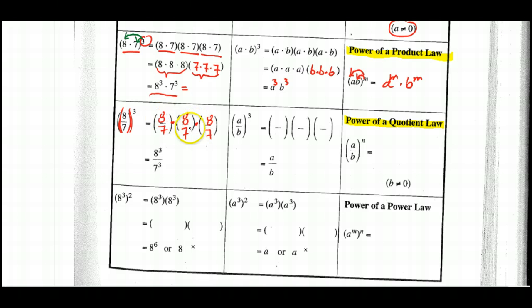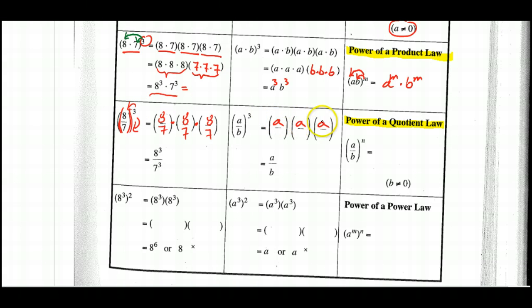And again, look at that. 3 8s and 3 7s. So 8 cubed over 7 cubed. And what happened? Well, that cube got applied to both the top and the bottom. All right. Now let's do the general rule.